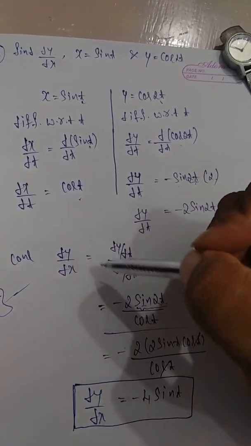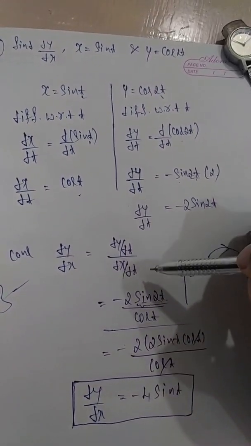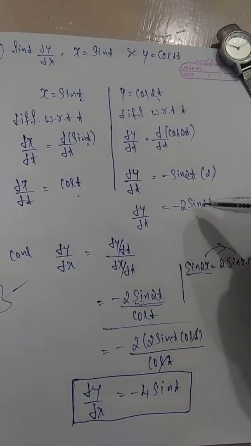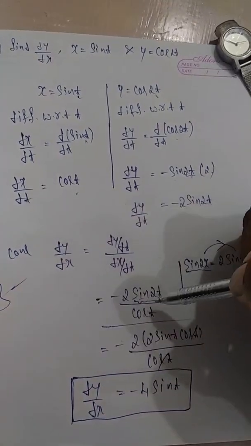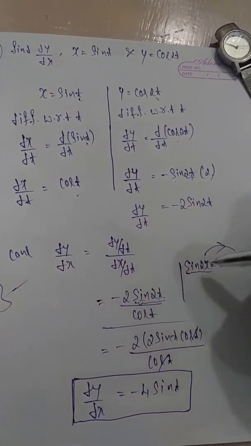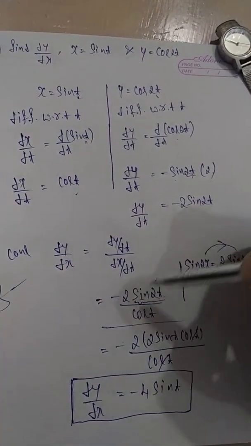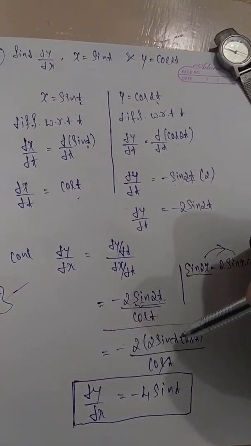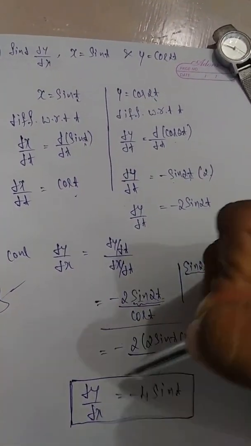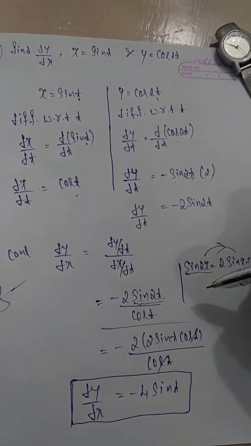Now you want to find dy/dx. dy/dx is equal to dy/dt by dx/dt. Here dy/dt is minus 2 sin 2t. dx/dt is cos t. Here, what is sin 2x? It is 2 sin x into cos x. Sin 2t is 2 sin t cos t. Here cos t cancels, 2 times 2 is 4. So dy/dx is equal to minus 4 sin t.